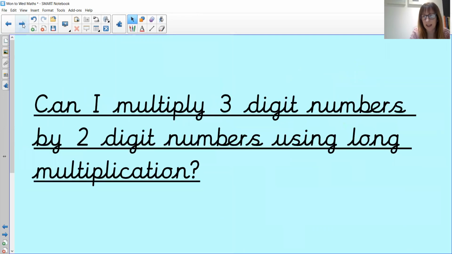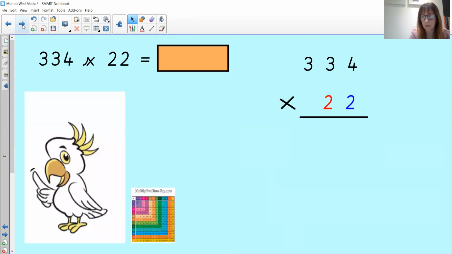Let's have a look at our can I for today. Can I multiply 3-digit numbers by 2-digit numbers using long multiplication? So very similar to yesterday. The only difference is that we've now got 3 digits to multiply by on the top, okay? The method is exactly the same as yesterday. So let's have a look at this first one.